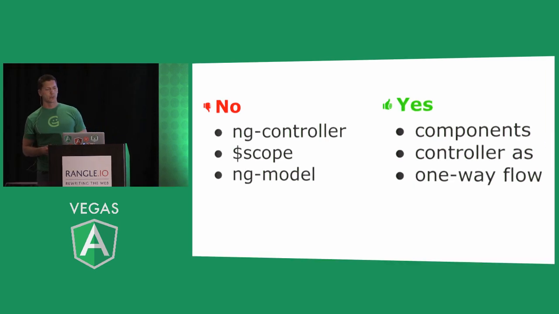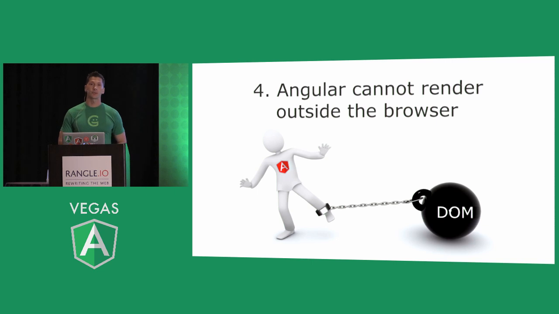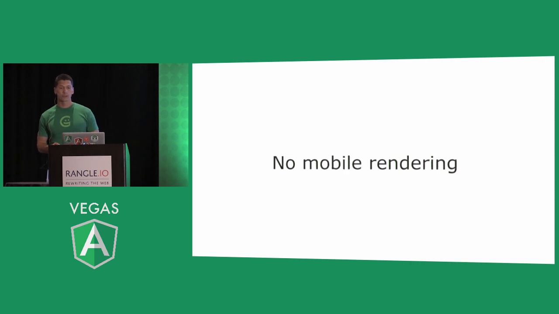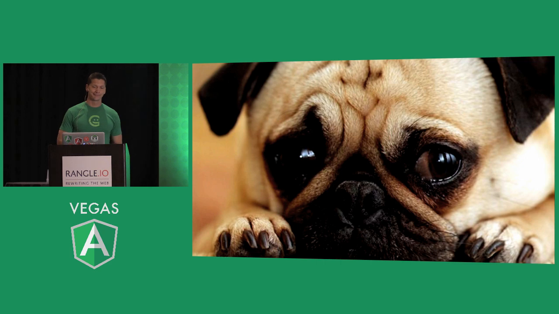It is possible. What is not possible within Angular core is rendering outside the browser. And this is the fourth area of criticism, that Angular is not isomorphic. Yuri talked about earlier that you can use something like Angular Meteor to render Angular code on the server, but that's not part of the core, right? That's not exactly the same. With Angular, there's no server rendering, there's no mobile rendering, there's no canvas rendering, and that's just sad.